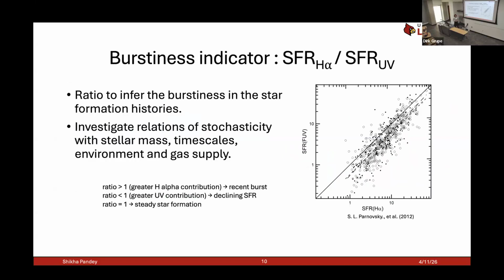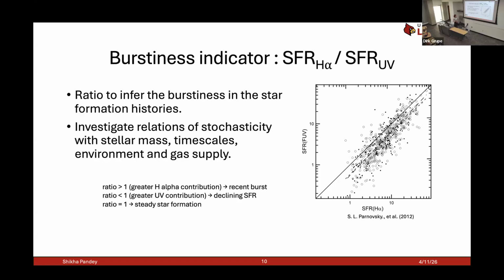So once we have both of these estimates, we're going to define our burstiness indicator by taking a ratio of these two timescales, shorter timescales over longer timescales, and we're going to see if the galaxy has had a burst of star formation or we see a decline in the star formation.